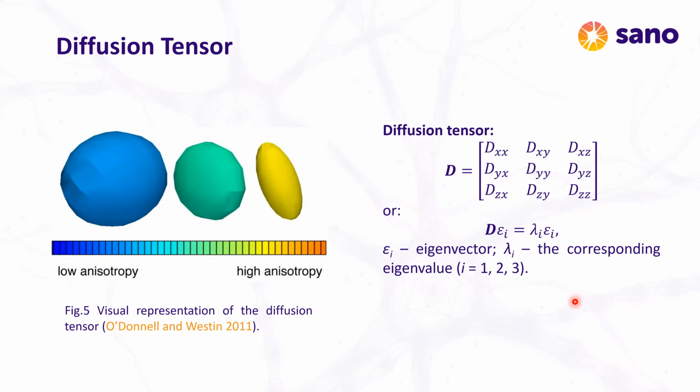The principal eigenvector determines the main direction of diffusion, so the direction in which the diffusion is the fastest. And on the other hand, the eigenvalues determine the values of diffusion coefficients in each of the principal directions. Schematically, the DTI model can be represented as an ellipsoid with the major axis parallel to the principal eigenvector.